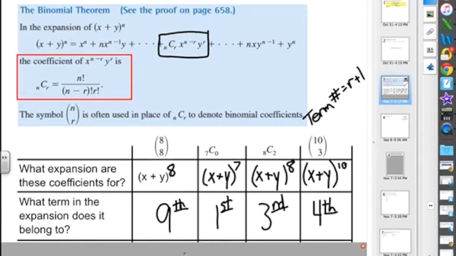Now this is important to get a hold of because, as we'll see, and we're going to practice this part more on Thursday, you might be given an expansion, say, like this: 3x plus 2y to the 60th power. And you're asked not for the entire expansion, thankfully, but you're asked, hey, what's the 35th term?